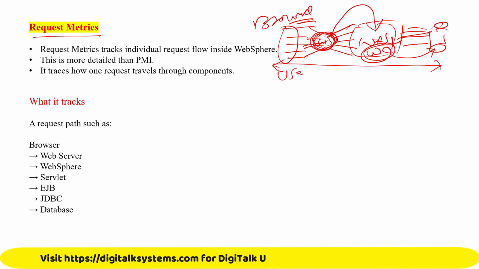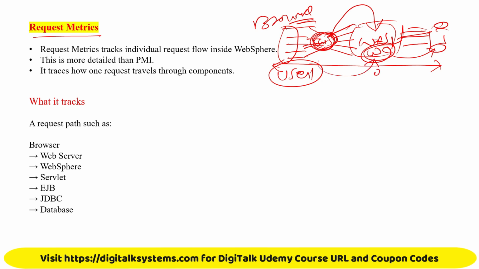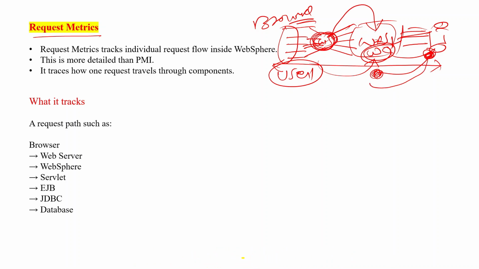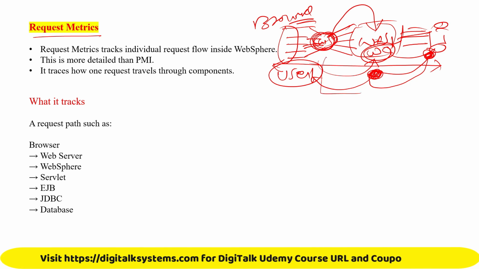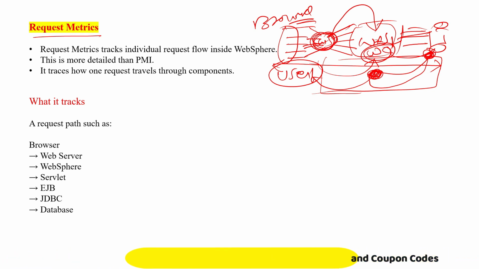For example, user one tries to connect to your WebSphere. The request reaches WebSphere and is executed here. The data is collected from the database, the data is responded back to your WebSphere, and the response goes back to the user. So it is following different channels or paths here. If the response is getting delayed, how would I know which component in between is creating the problem?